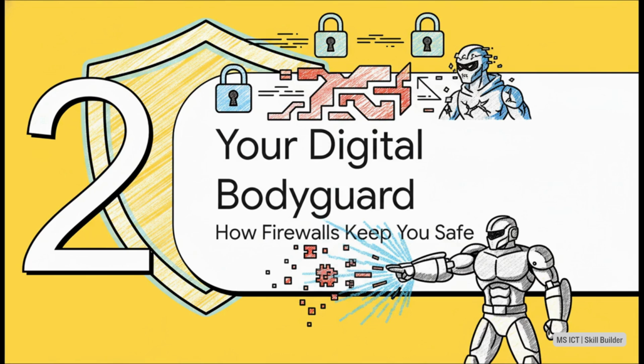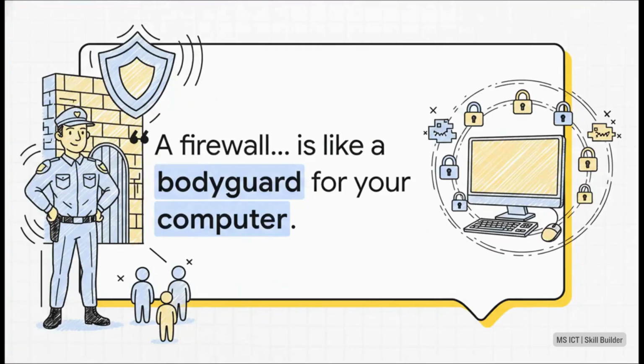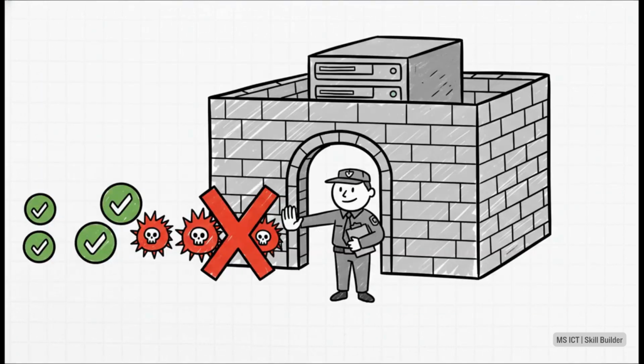But what about security? What's stopping hackers or nasty programs from just walking right into your system? For that job, you need a digital bodyguard. I absolutely love this quote from our source material because it's the perfect way to think about it. A firewall isn't just some passive wall. It's an active security guard, a personal bodyguard for your computer, checking everybody who tries to get past the velvet rope. So here's how this bodyguard operates.